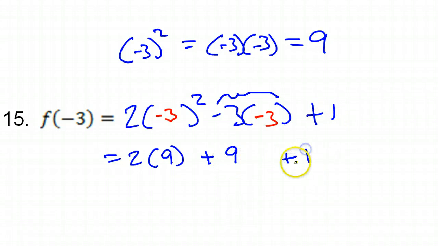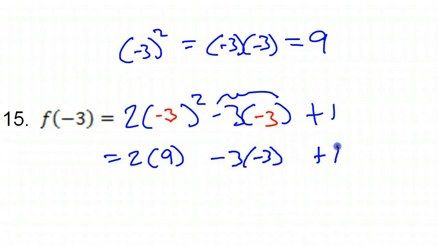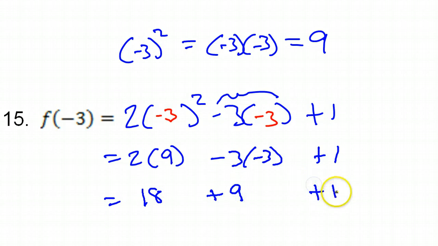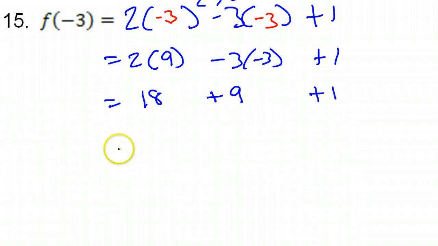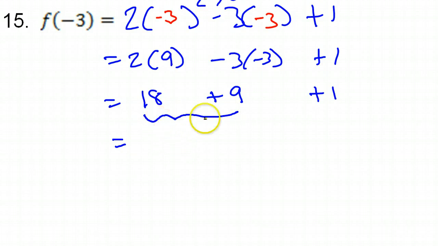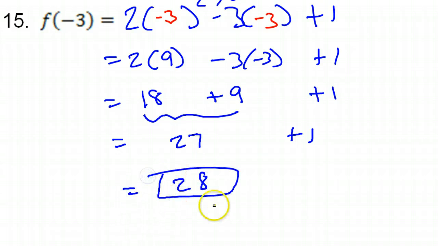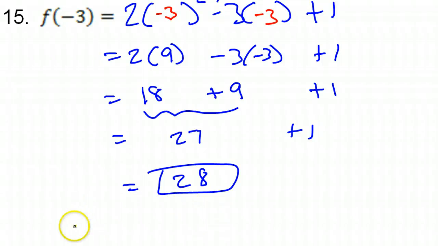Okay, add all this up, right? So this is 27, and then plus 1. So the final answer is 28. Or as an ordered pair, you could do -3, comma 28. Once again, if I were allowed to use my calculator, I could type it in this way. And then there's your 28 that we got. Okay, how about number 16?